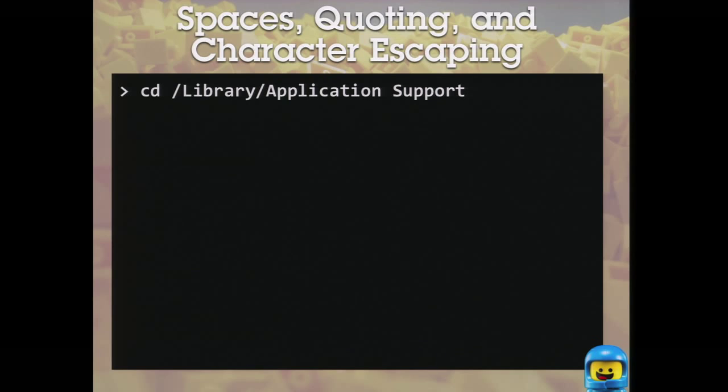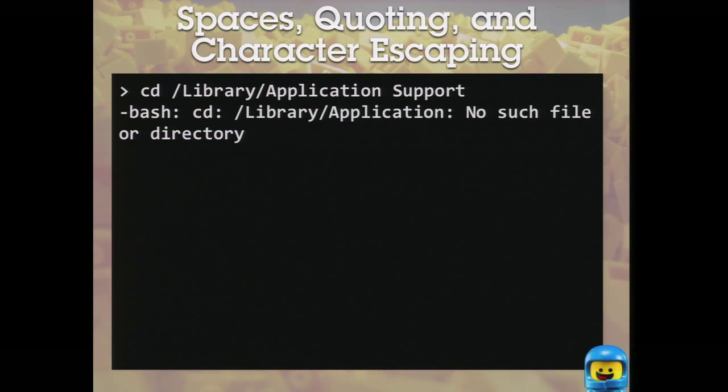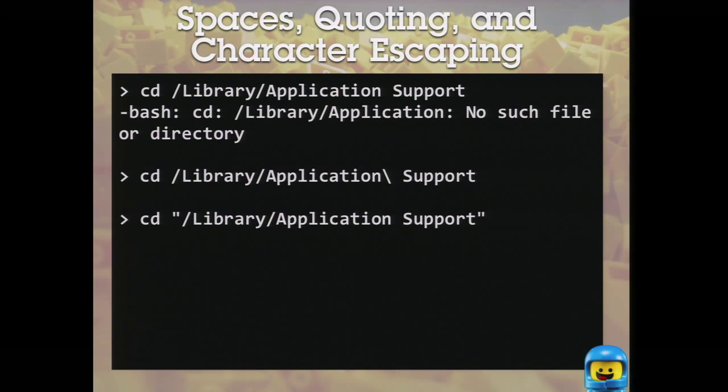So escaping characters is necessary whenever you need the shell to pass along a literal character to a command instead of interpreting it. For example, this command, will that work? No. Bash will say, I can't find library applications. So if there were a library applications folder, it would work, just wouldn't go to application support. So by either escaping the space or quoting the entire path, it'll do what you want.